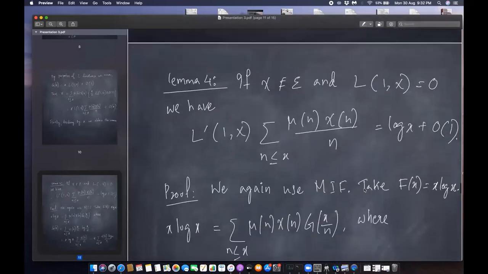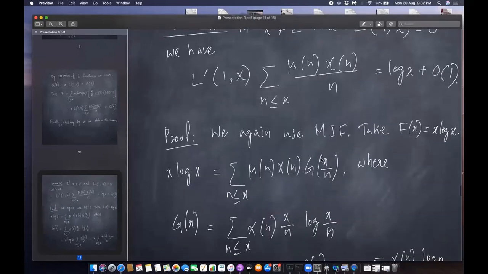Next, we are going to prove that if chi is a non-principal Dirichlet character, and if L of 1 chi equals 0, which is eventually not true, but suppose it is true, then we have that this L prime of 1 chi times this partial sum would be equal to log of x plus big O of 1.